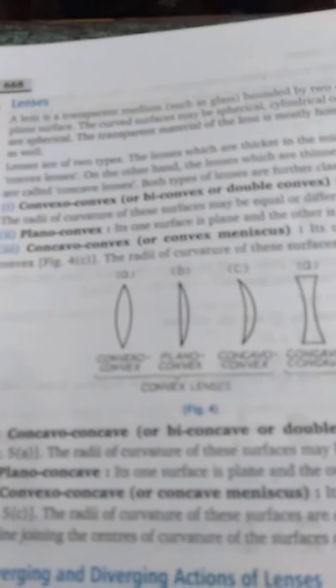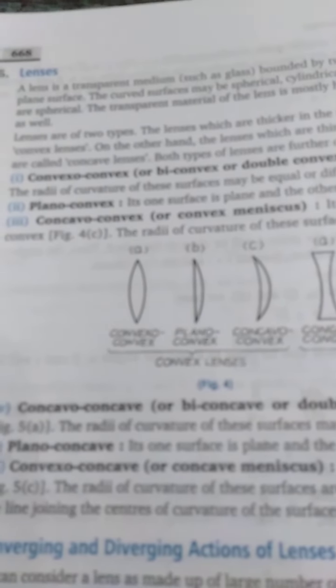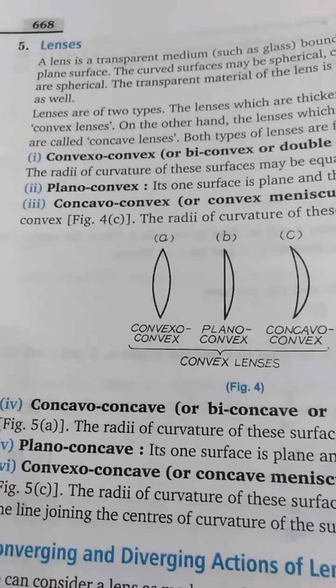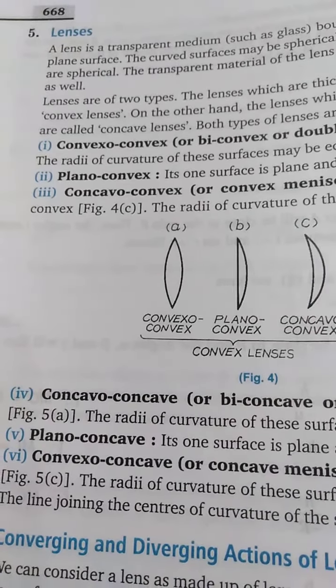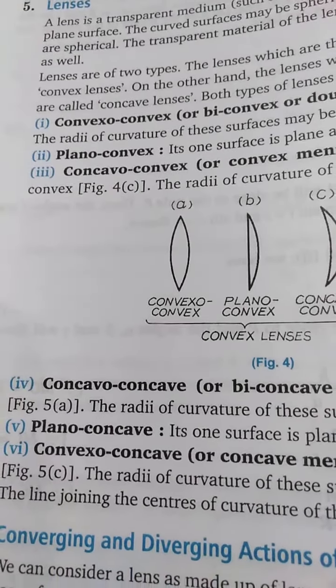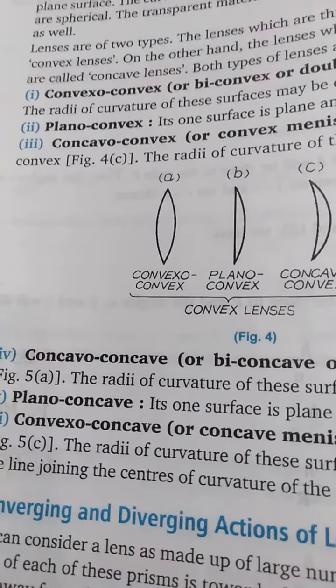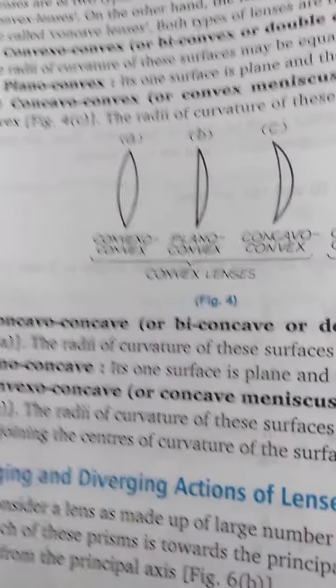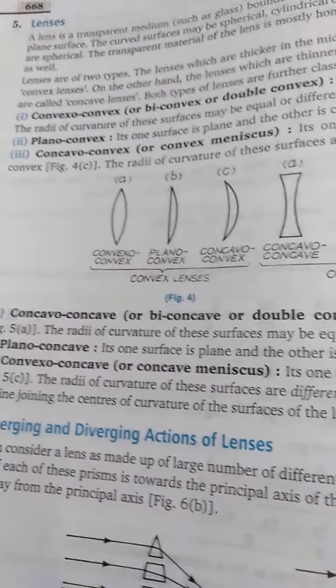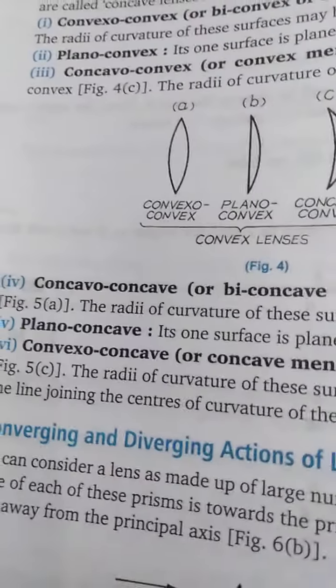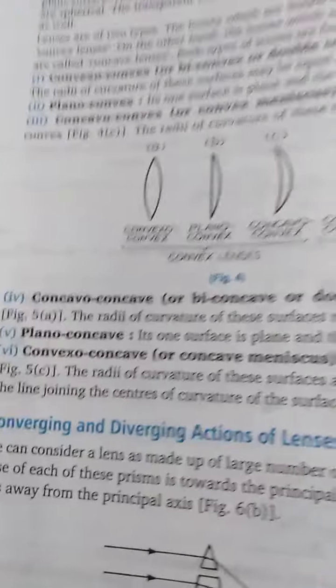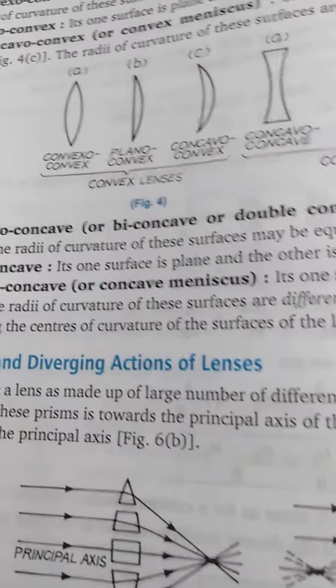Now let's come to the lens. What is a lens? We have studied what is a lens and the different types of lenses. Convex lens, concave lens, all this we have done in the last class. We have been studying lenses from class 8, and again we studied in class 10. So these are different types of lenses, and what is the basic difference between them?